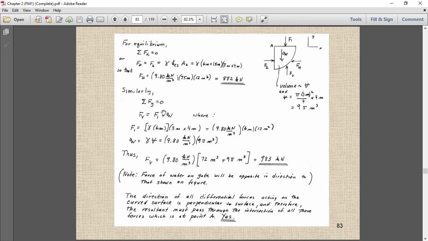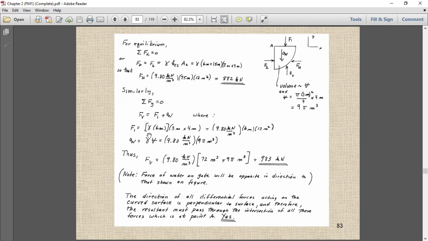Now next, the force acting in the y direction. F1 is in the downward direction, and this is the positive vertical direction. Fv is balanced by the two forces acting in the downward direction. So Fv is equal to F1 plus the weight of the fluid.